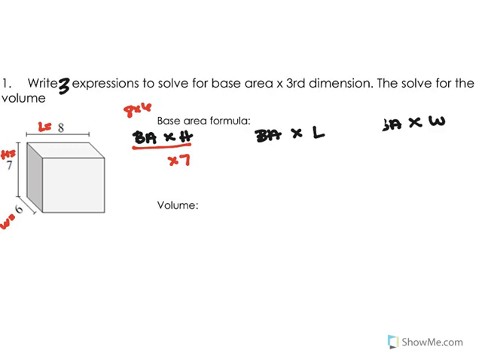8 times 6 is 48. So the base area formula we could use for base area times height would be 48 times 7. Another example we have here is base area times length. Well, if my length is 8, then that means we multiplied the height times the width together already. My height is 7 and my width is 6, and 7 times 6 means I have a base area of 42.